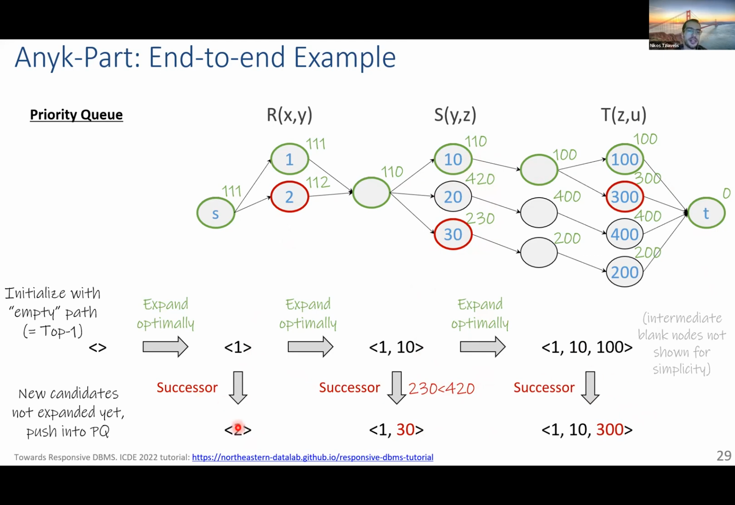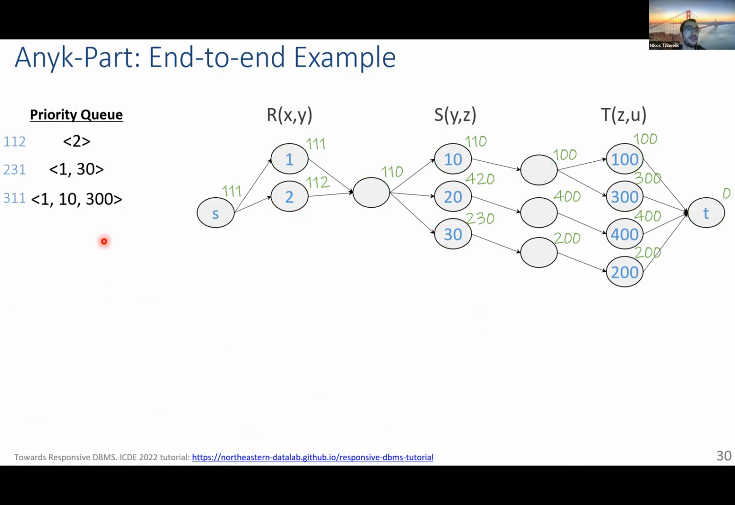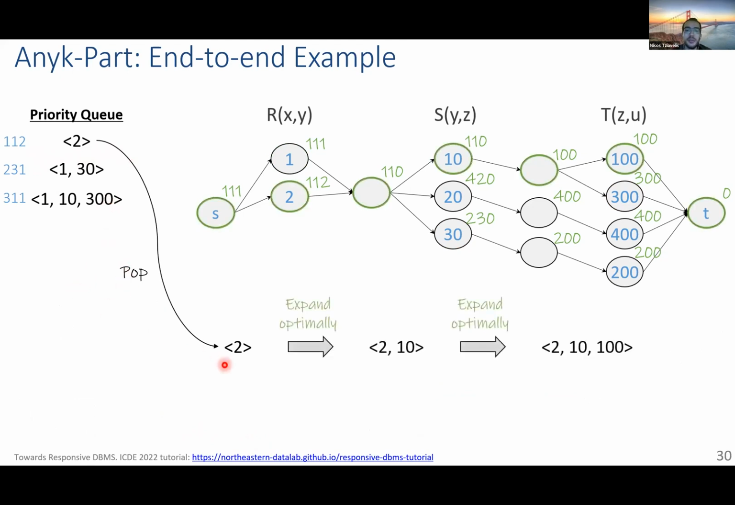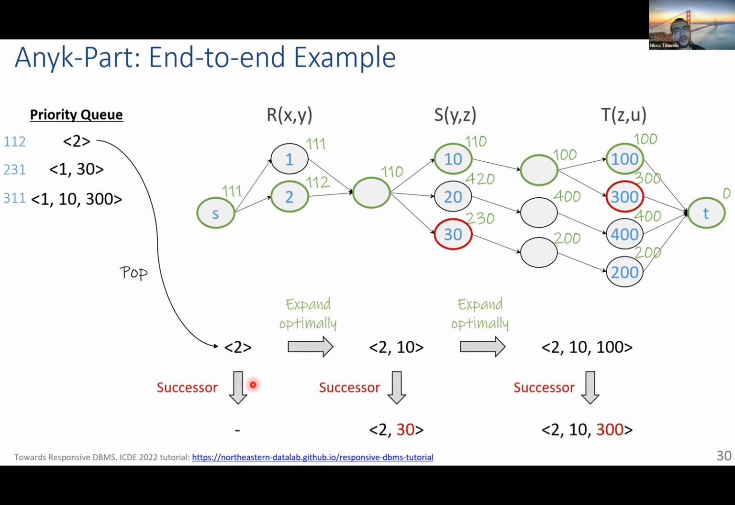Now, these are still partial prefixes. They're not fully expanded, but that's okay. We can put them in the priority queue. We already know their weights because they will be expanded optimally, as we saw, they are deviations. And so in the next step, the second iteration, we pop the best one, that's 2 here, and we expand it optimally, we take the successors at every step, and we continue.